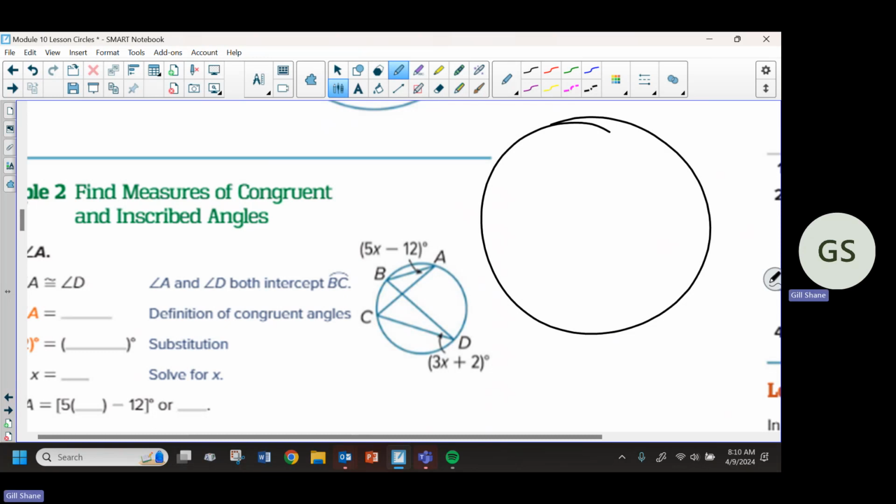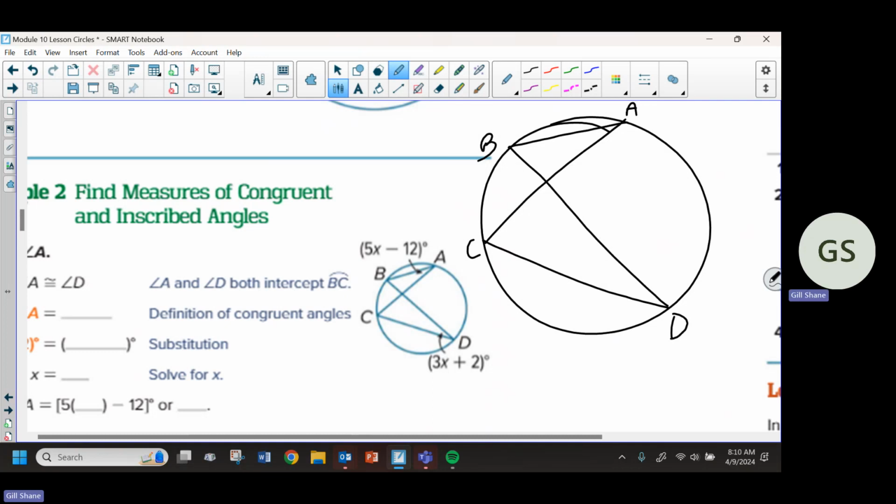I have angle A. Looks kind of like that. And then there's a B and a C. I have angle D way down here. So the key is that angle D ends in these same points. It goes to C, goes to D. That's the key to the problem.